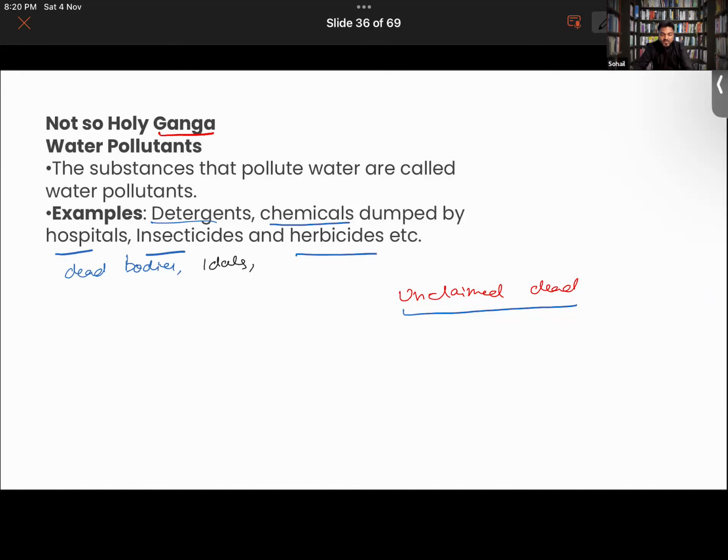Idols actually consist of so many chemicals, and the paint that is used to color them also consists of many harmful components. Thereby, it is adding many harmful components to the water. Then we see polythene bags, which are also thrown into the water.